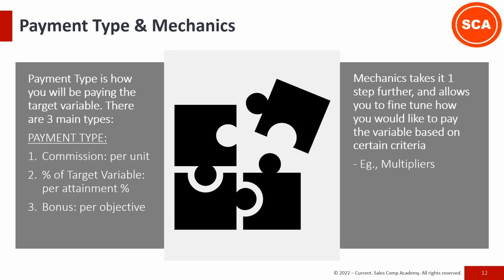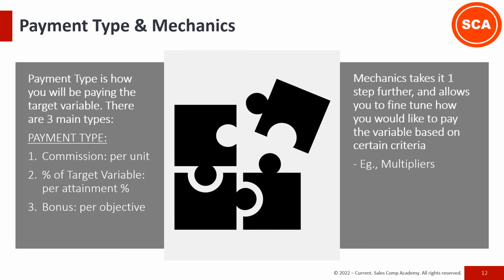The bonus is a payment type where you pay a lump sum once a milestone is reached. The milestone is based upon achievement towards specific objectives. A common bonus payment type used by organizations is an MBO. Let's move on to mechanics.